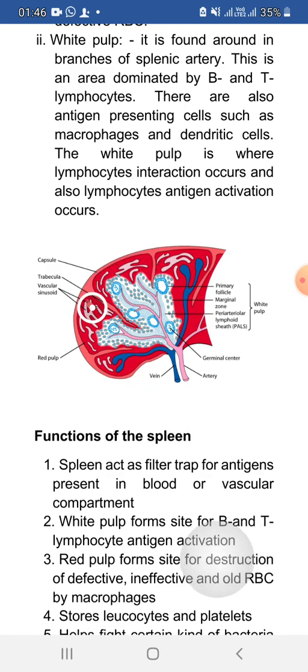Then there are trabeculae, dividing it into regions or compartments. In each compartment, you can see the red part. That is referred to as red pulp. It also has blood sinuses which supply the blood. So the red part is mainly composed of red blood cells.